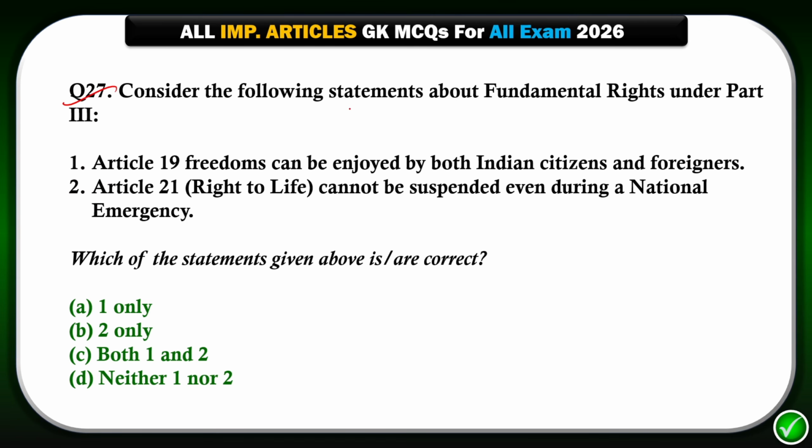Question number 27. Consider the following statements about fundamental rights under Part 3. Article 19 freedoms can be enjoyed by both Indian citizens and foreigners. Article 21, right to life cannot be suspended even during a national emergency. Which of the statements given above is correct? Option number B, 2 only. 1 is wrong.